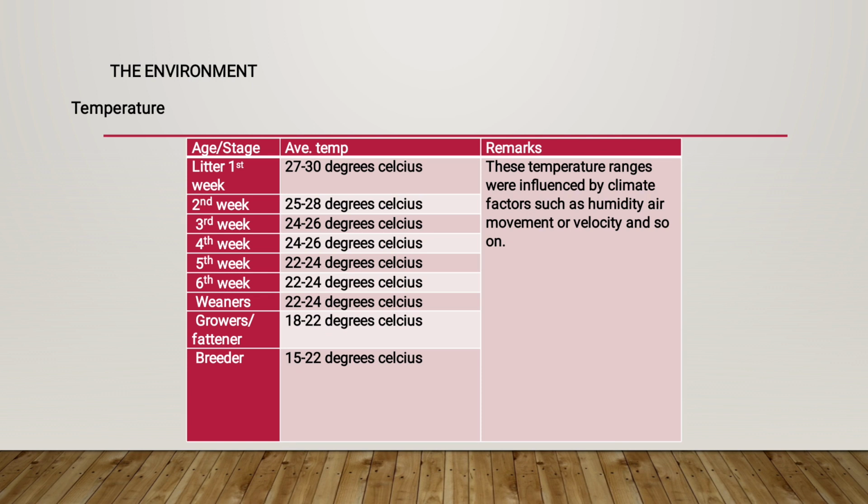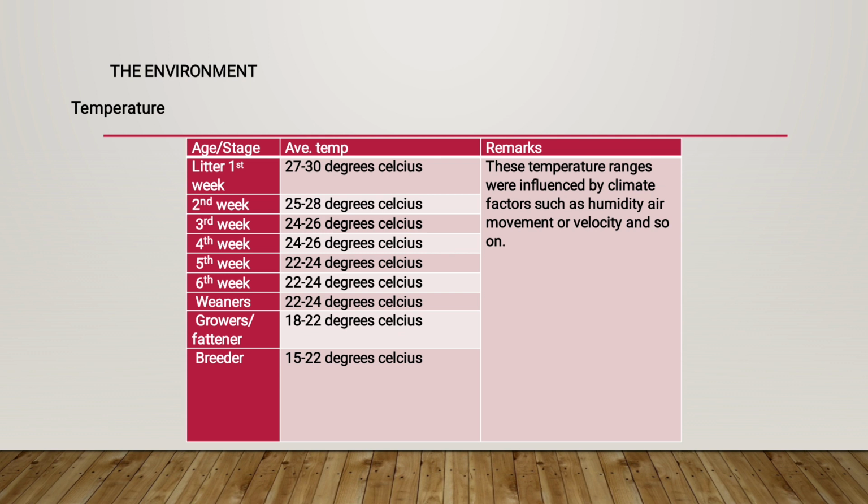And for growers or fatteners, the average temperature should be 18 to 22 degrees Celsius. And for the breeder, 15 to 22 degrees Celsius. So these temperature ranges were influenced by climate factors such as humidity, air movement, or velocity, and so on. So the optimal temperature of swine is from 15 degrees Celsius to 22 degrees Celsius.